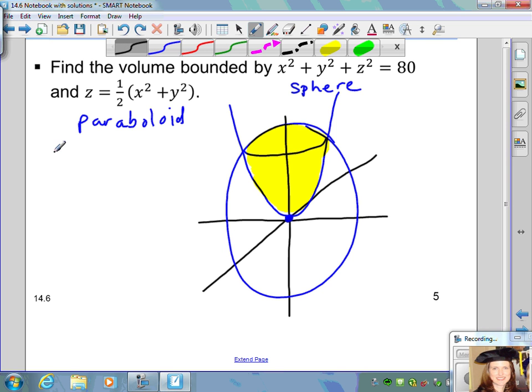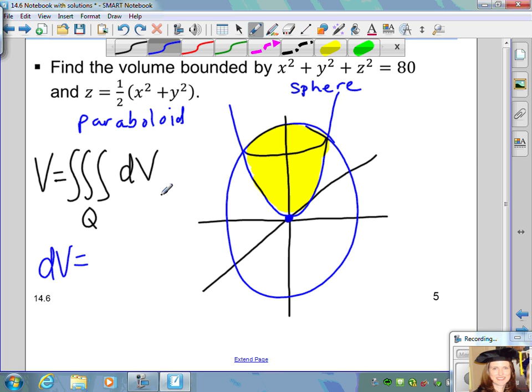Now when you're setting up a triple integral for volume, the volume is equal to a triple integral, and then we use the letter Q there to denote the solid region, and then we determine the bounds of integration based on the solid region, dV. Now dV itself, in terms of rectangular coordinates, could be dz, that's your change in z from the bottom to the top, dy, your change in y from left to right, and then dx, your change in x from the smallest x to the largest x.